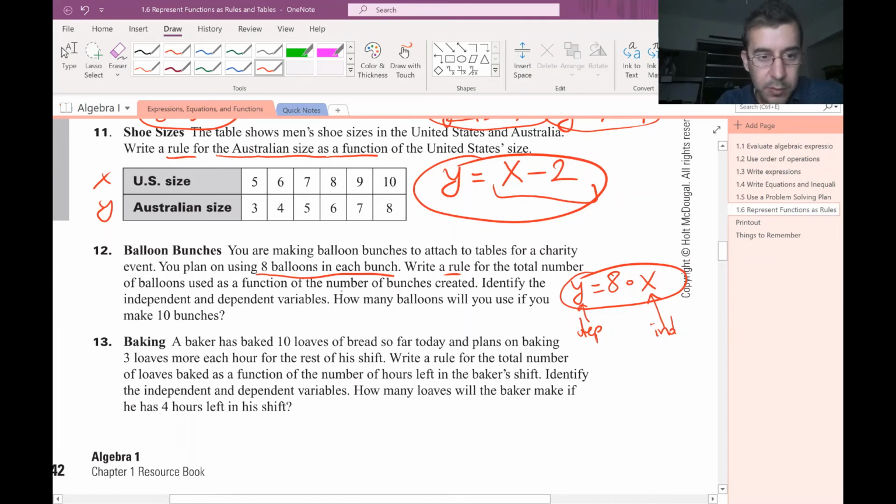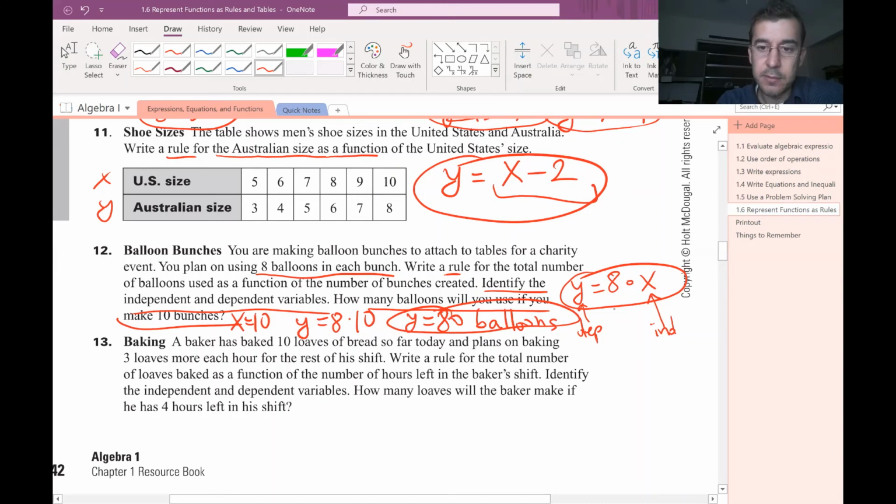Write a rule for the total number of balloons used as a function of the number of bunches. Okay. Identify the dependent variable. We did that. And how many balloons if you make 10 bunches? So y equals 8 times 10, right? So x equals 10, and y would be 80 balloons. So that's the function. X is the independent variable. Y is the dependent variable. And the answer is 80 balloons you get with 10 bunches.